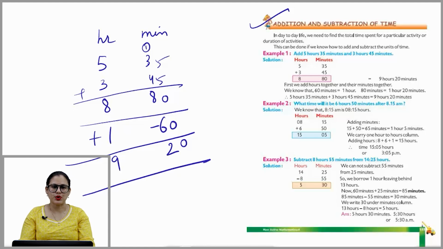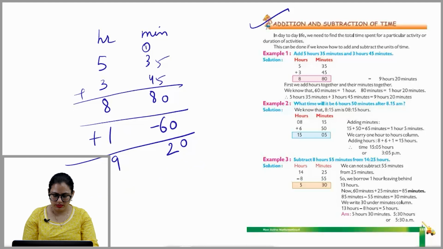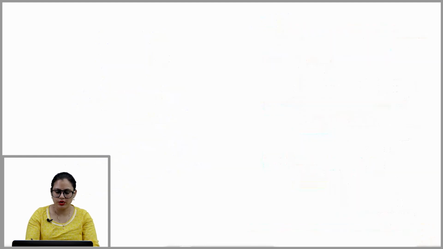Example 2, what time will it be 6 hours 50 minutes after 8:15 am? Again, in this case, you will make two columns, one for hours, one for minutes. So, 8 hours 15 minutes and 6 hours and 50 minutes. Let's add.